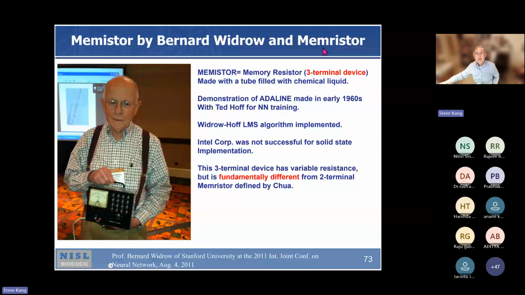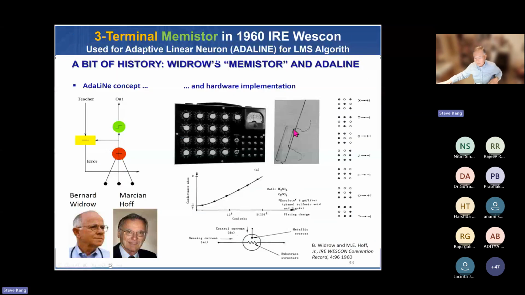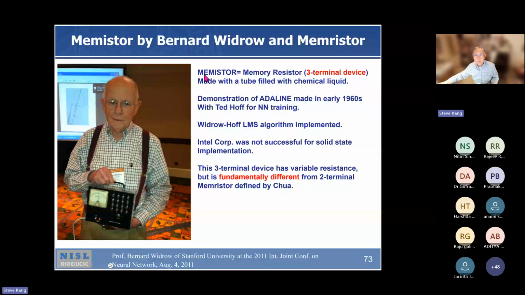So let me go back. He called it Memristor, the same idea, memory resistor, but it was not Chua's memristor. It was a 3-terminal device, which is different from Chua's 2-terminal memristor as a basic circuit element. So that's a major difference: 3-terminal versus 2-terminal.